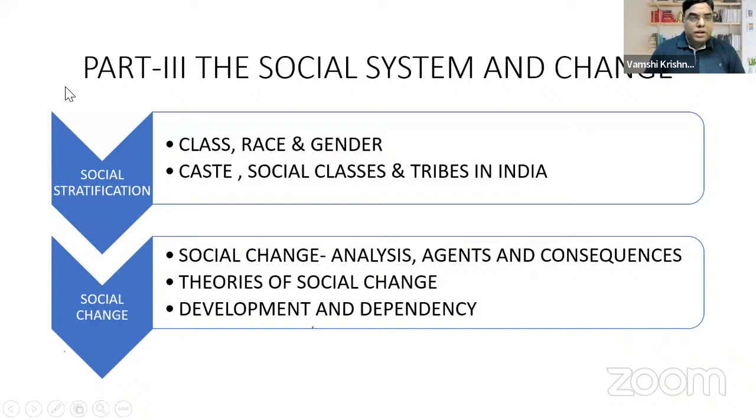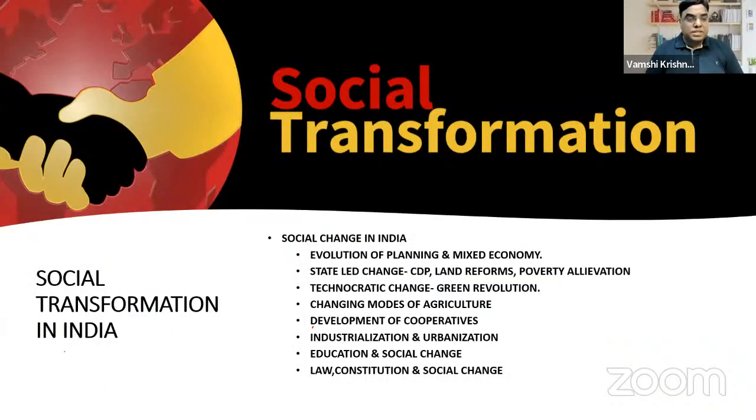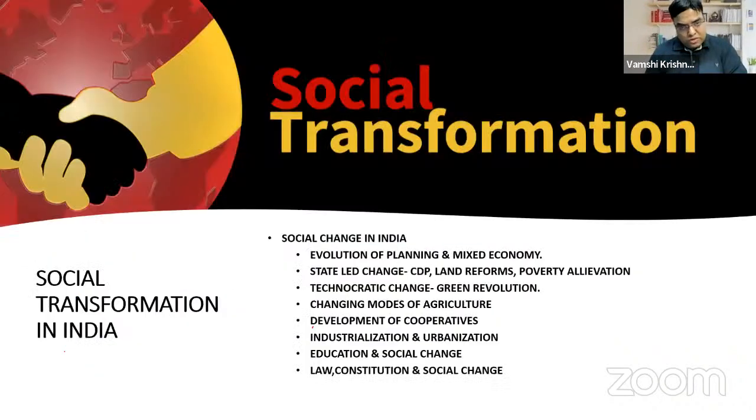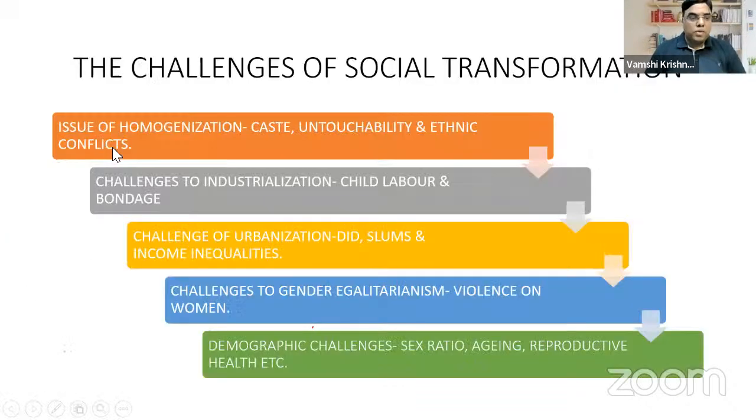Similarly, the social system and change. Social system, how has the social system evolved? That is class, race, and gender. Then caste, social classes, and tribes. Similarly, is there a change that is happening? So social change: analysis, agents and consequences, theories, and finally the theories of development and dependency. Then social change in India, which is nothing but social transformation, how society has evolved in India. So this is all your portion.